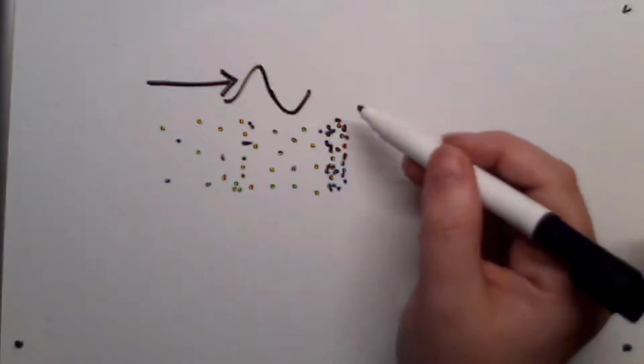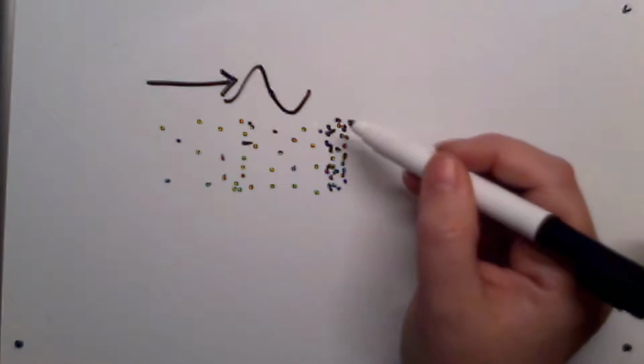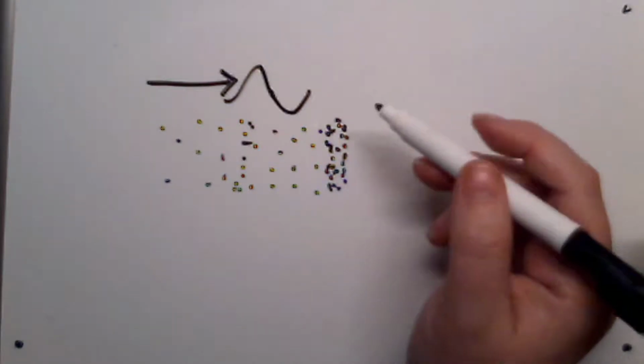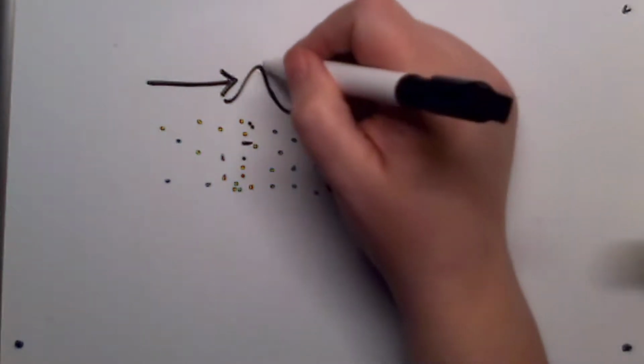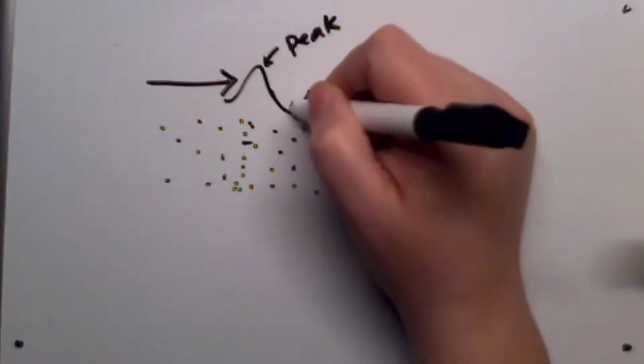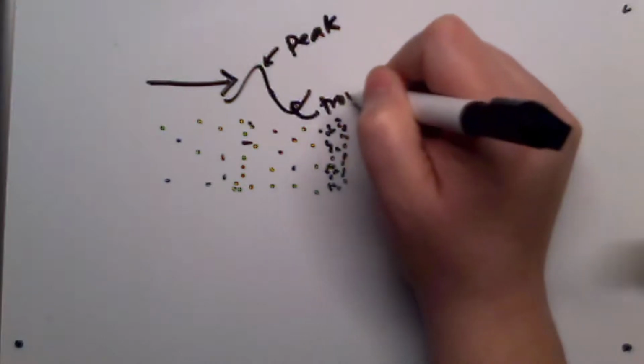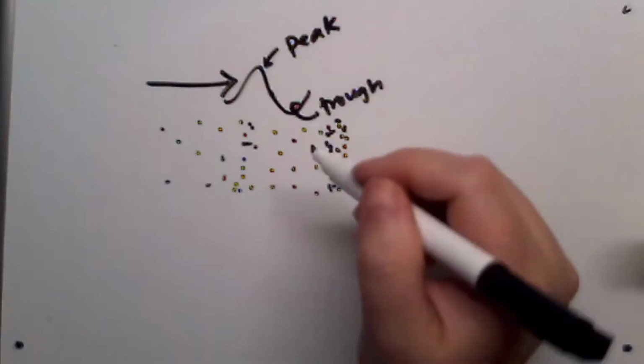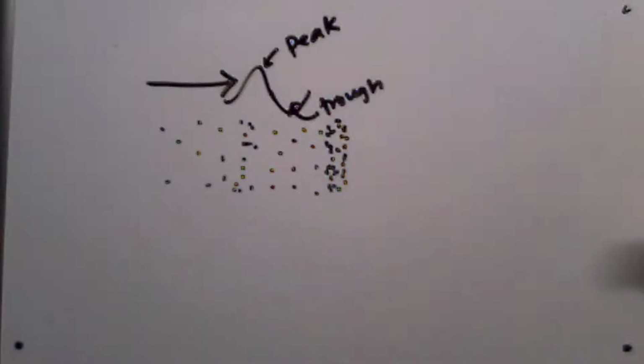Now another term that you'll hear for these parts of the wave. This is also known as the peak, and the bottom is known as the trough. So those are some other words that you might hear for those areas.